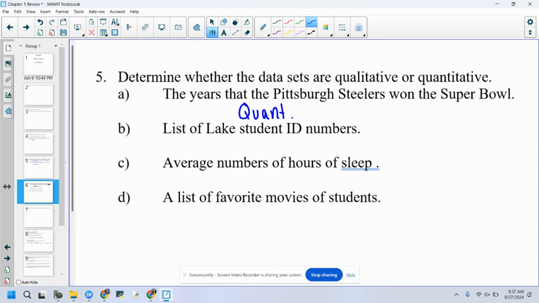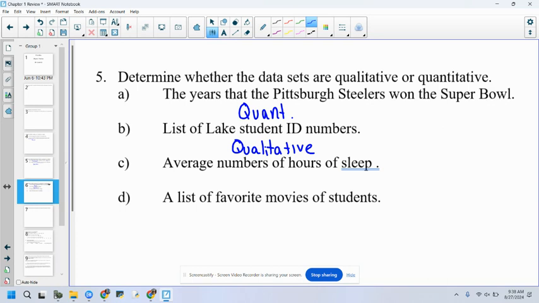The list of Lake student ID numbers. Now, this is a weird one. Remember, I threw this on here because this is a weird one. Is an ID number an actual value or is it just a label or a name? Label or name, right? So that is actually qualitative. It's hard to talk and spell at the same time. Qualitative, because it's a label, it's a name. If I ask for a list of your names, you would say that's qualitative. It's just a numerical name.